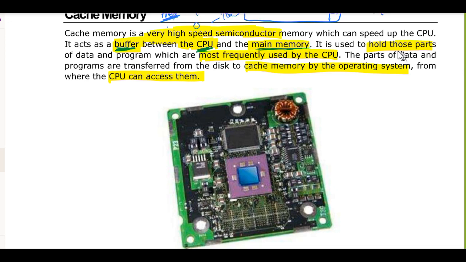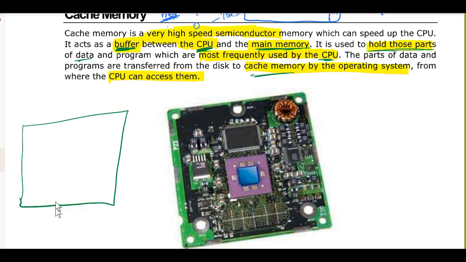It is used to hold those parts that are immediately being processed and the programs which are frequently being used by the CPU. The parts of data and programs are transferred from the disk to cache by the operating system where the CPU can access them. So here is the idea. We have the main memory. The operating system or the programs run inside the main memory. And this is where we say that a computer cannot work without main memory. It can work without secondary memory, but it cannot work without main memory.